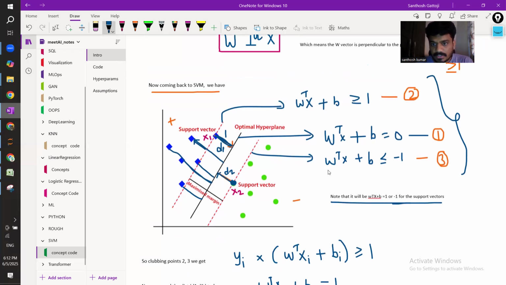Next, we have these two planes, with these equations. We will club these two equations and write them as one equation: the same thing, W transpose X plus b, but we are just using this Yi. What is Yi? The class, positive class or negative class. So the equation is Yi times (W transpose X plus b) greater than or equal to 1. If it's a positive class, Yi will be 1. Then what is the equation? Can you tell me?